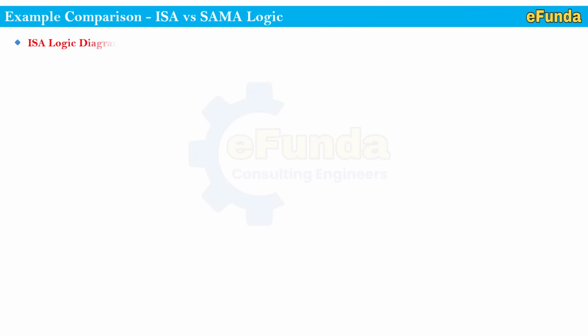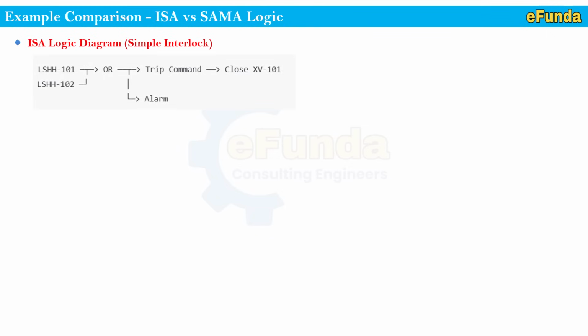First is the ISA logic diagram, that is a simple interlock. One can refer to the typical interlock where the gates are shown but the correct and exact symbols are not used, so as to make a simplified version for this video. LSHH101 and LSHH102 are given to the OR gate, and based on the initiator action, a trip command is initiated to close XV101, and simultaneously the alarm will be given to the control system.